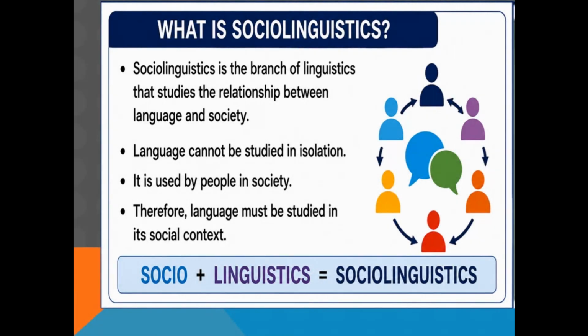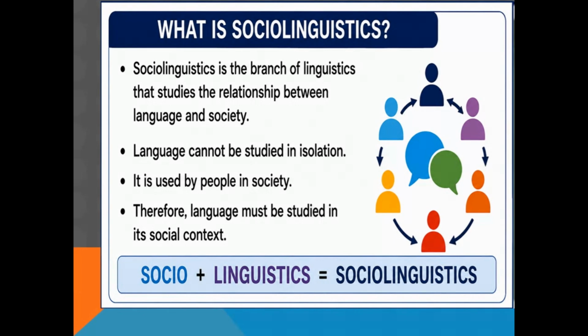In this video, we will discuss the topic Sociolinguistics from Unit 1, Block 6 of MEG 4, Aspects of Language. First, we will know what is sociolinguistics. It is a branch of linguistics that studies the relationship between language and society. The word socio means society and linguistics means scientific study of language.